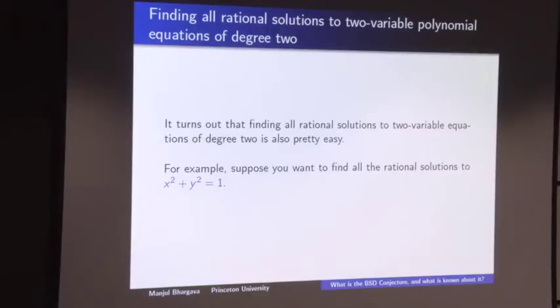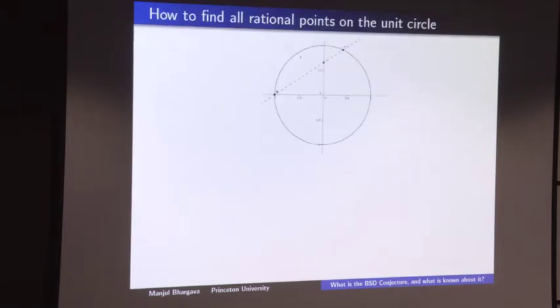That's equivalent to this problem of solving x squared plus y squared equals 1 in rational numbers. If you graph x squared plus y squared equals 1, that's the unit circle, and you want to find all points on that circle whose coordinates are rational, right? So it's equivalent to drawing the circle and looking for all points on there whose coordinates are rational. And that'll give you all rational solutions to x squared plus y squared equals 1.